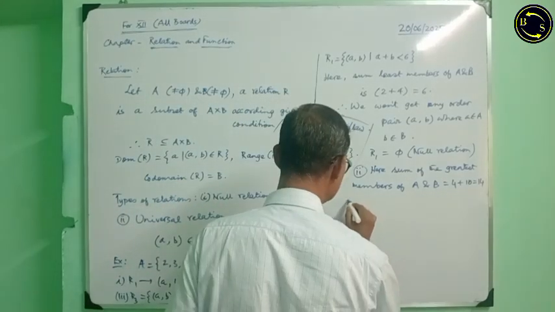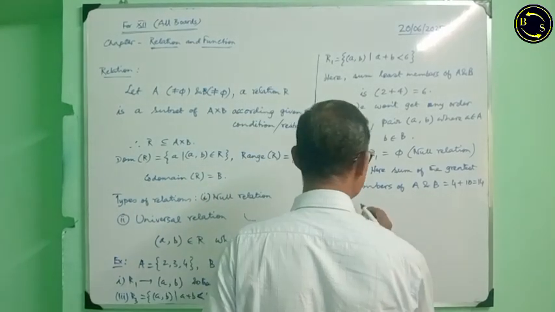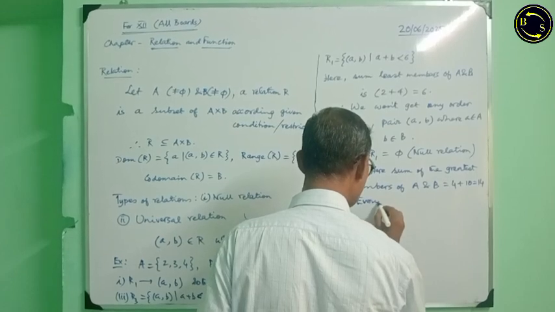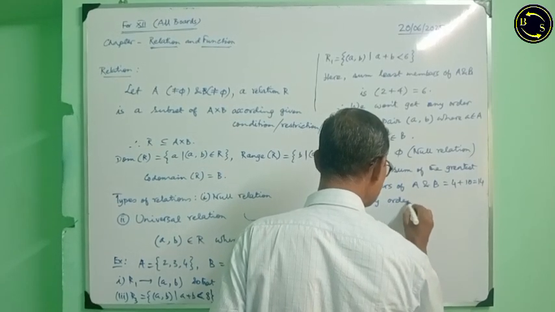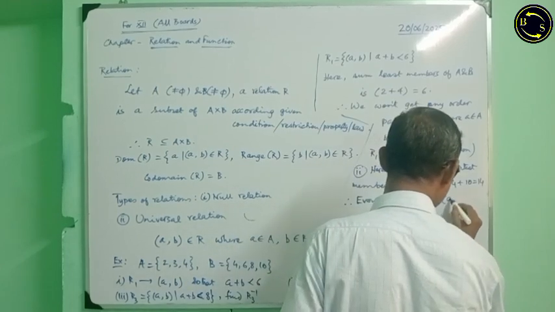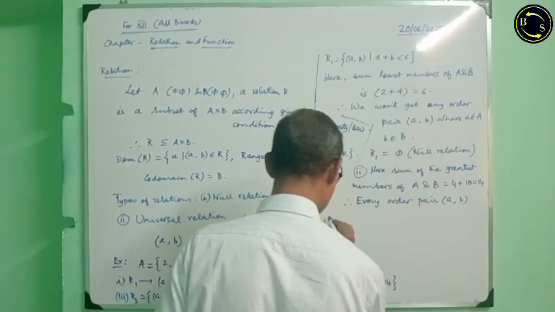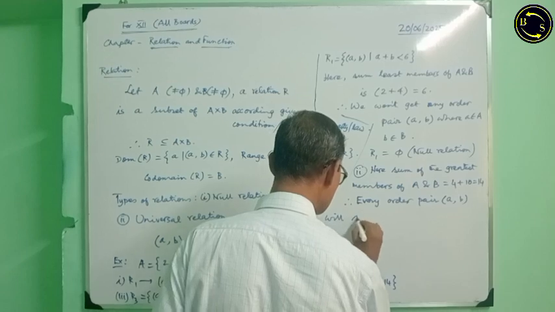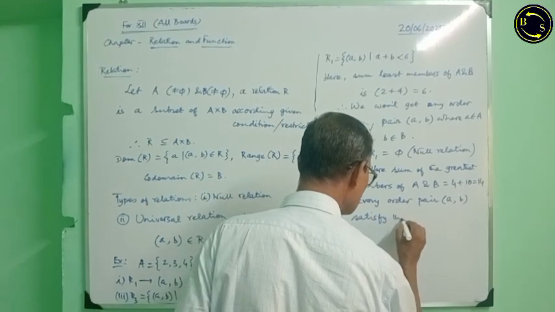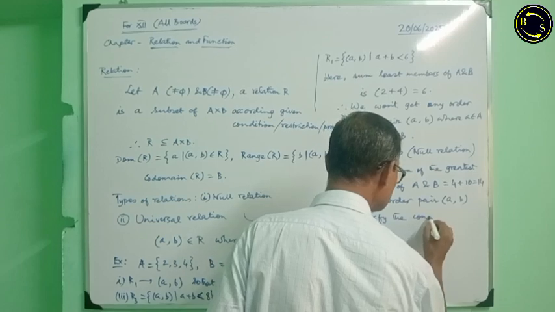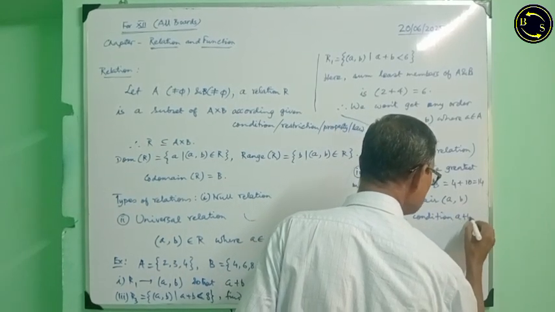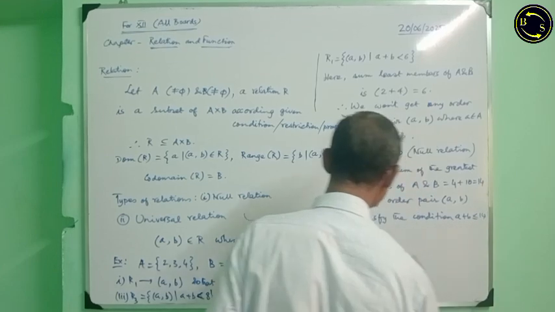Therefore, every ordered pair AB will satisfy the condition A plus B less than or equal to 14.